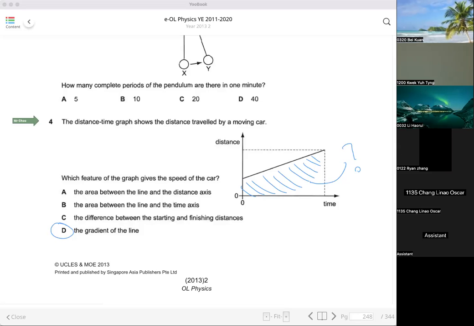Okay, those who were with me since last year, you all know that I always talk about level 1, level 2, level 3, and so on. So level 1 is distance, level 2 is speed, level 3 is acceleration. Did I mention about level 4? Level 4 is actually jerk.